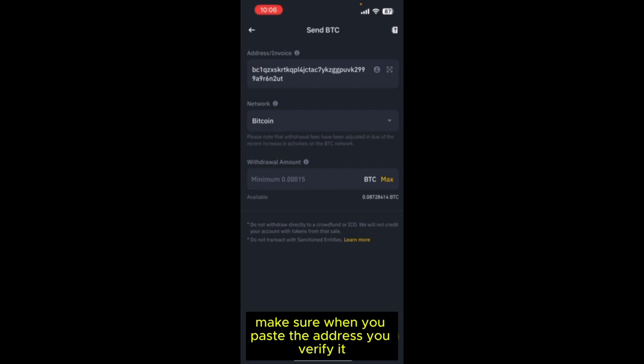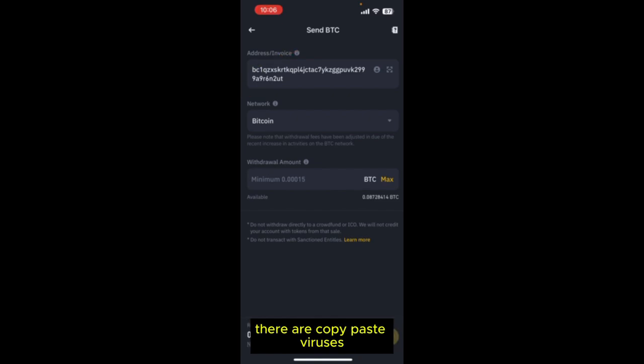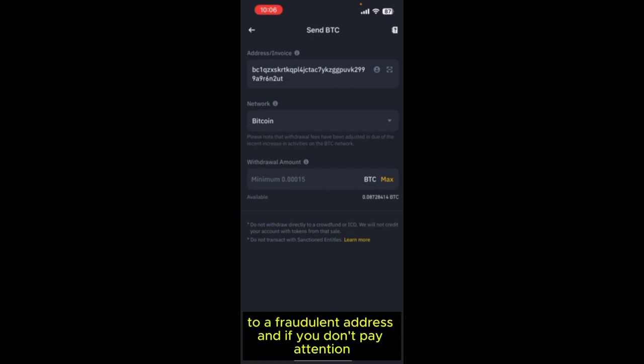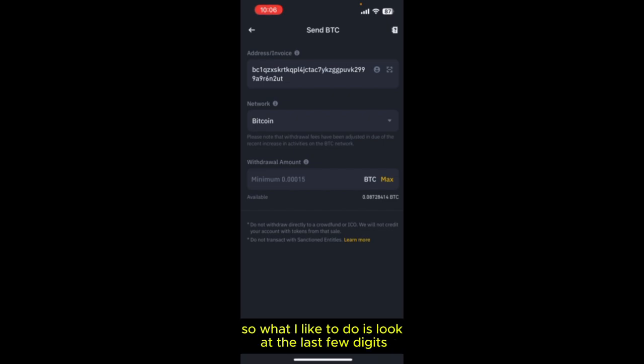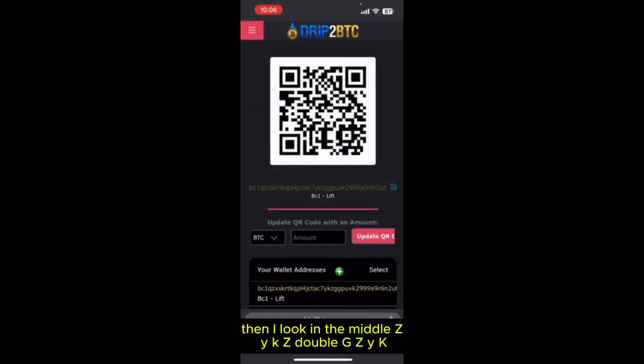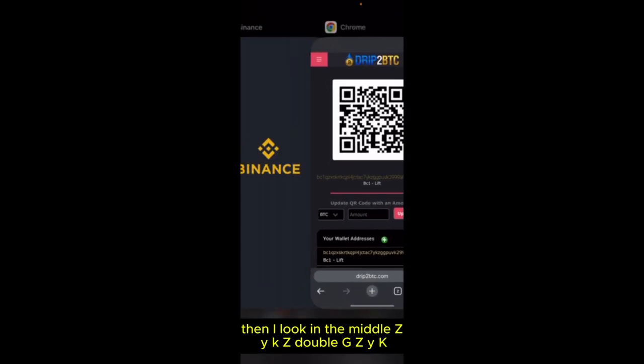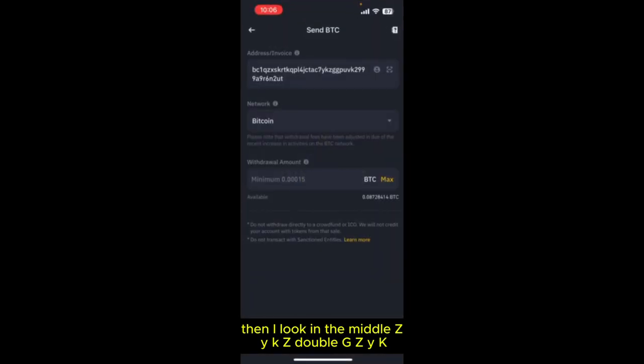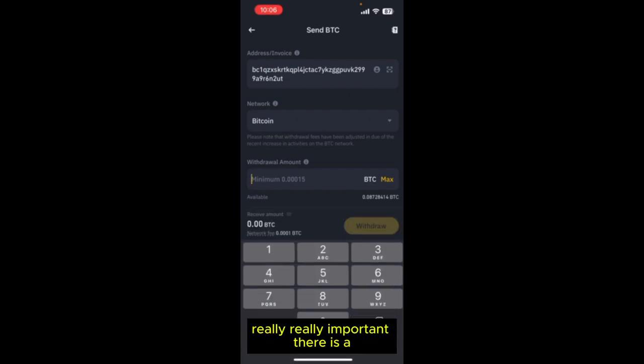First, make sure when you paste the address, you verify it, because especially on computers, there are copy paste viruses that will actually change your clipboard to a fraudulent address. And if you don't pay attention, it'll get sent to the wrong location. So what I like to do is look at the last few digits. R6N2UT, and I see that there. Then I look in the middle, ZYKZGG, and I already know the beginning. So that is correct.